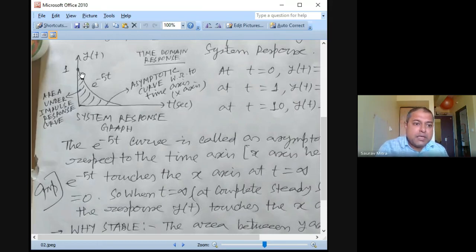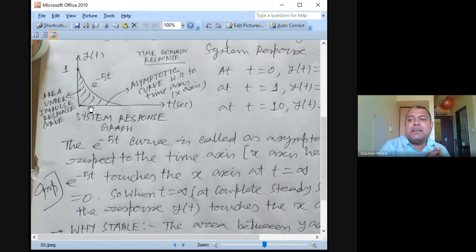Why? Because this e raised to minus 5t, this x-axis and this y-axis, whatever area they are producing under them, so this hatched portion, this colored portion, this part, this is a closed area. So whenever a system response is producing a closed area with respect to the y-axis and x-axis, that system is going to be a stable system. This is the concept of stability.